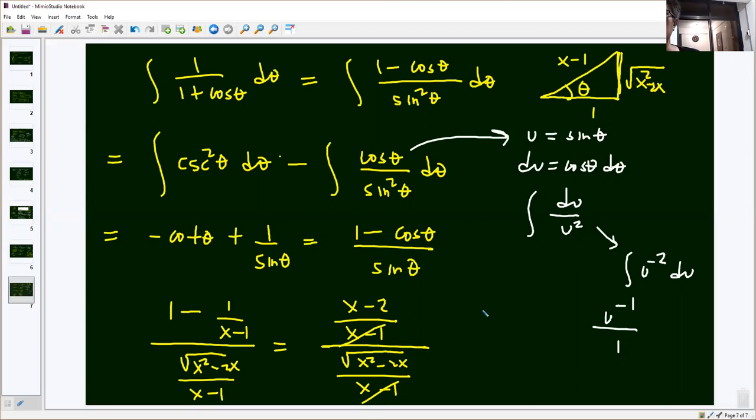Ito ang sagot ni Kurt. Tama ba, Kurt? Yes, sir. Square root of x squared minus 2x.